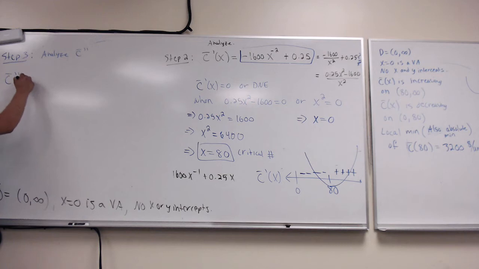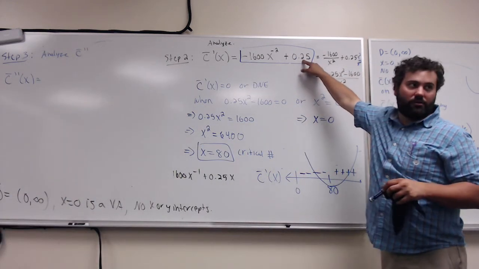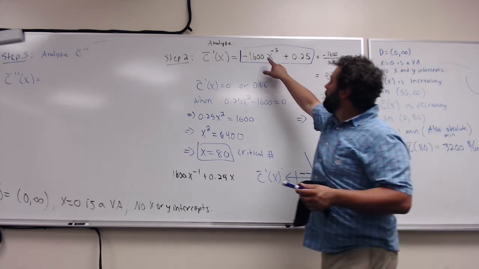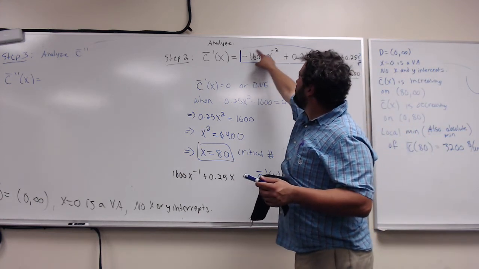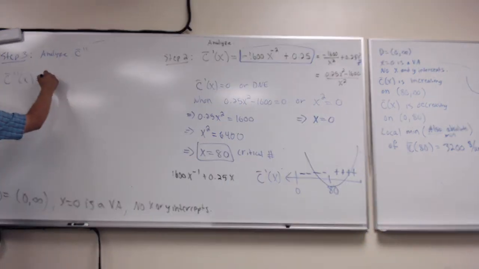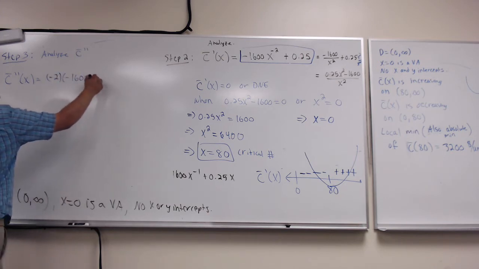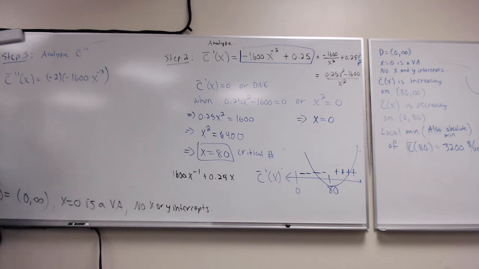So C bar double prime of x is going to equal, well, the derivative of the constant term is just going to be 0. And then the derivative of this, we just need to use power rule. The -2 comes out front, and then reduce the power by 1. So it ends up being -2 times -1600x to the, would it be to the -3 power? Yeah. Okay. And then -2 times -1600 is 3200. And then x to the -3 you can instead divide by x cubed.